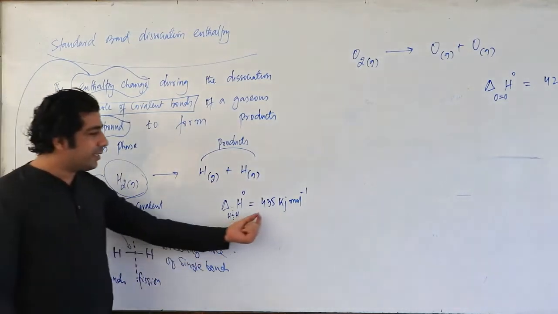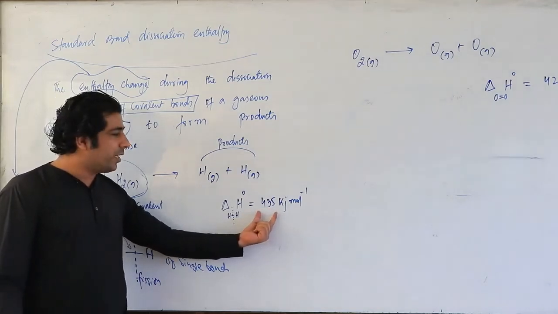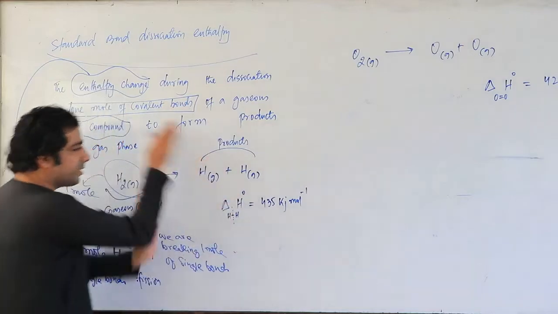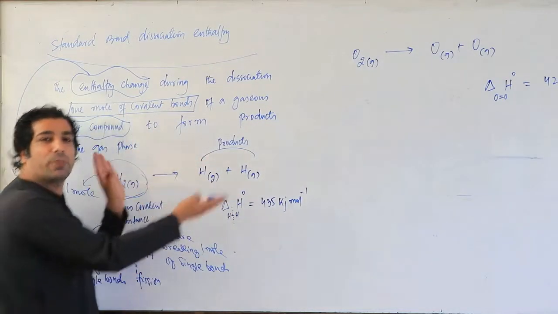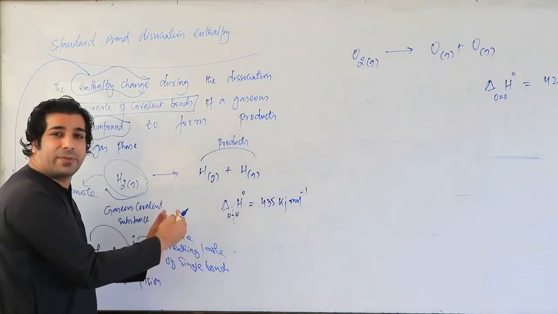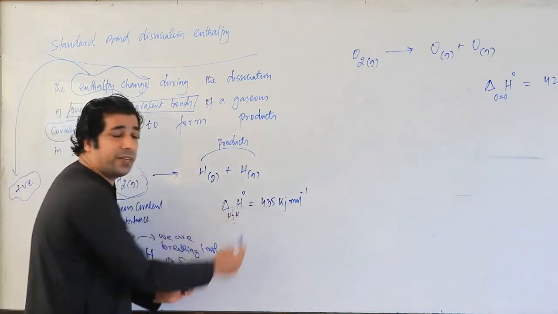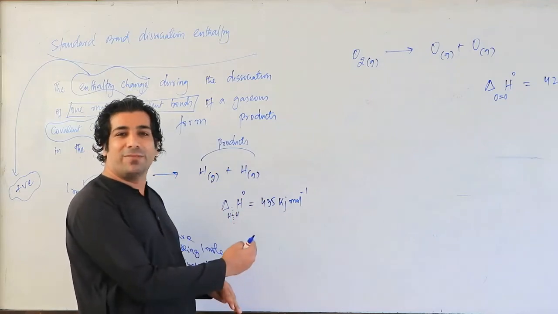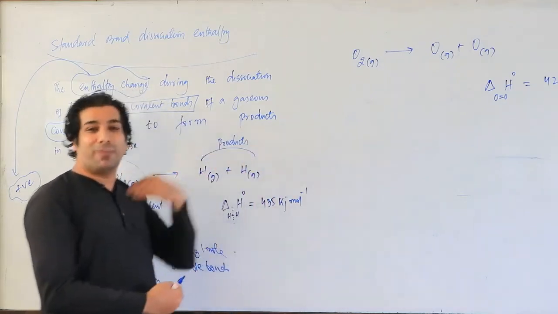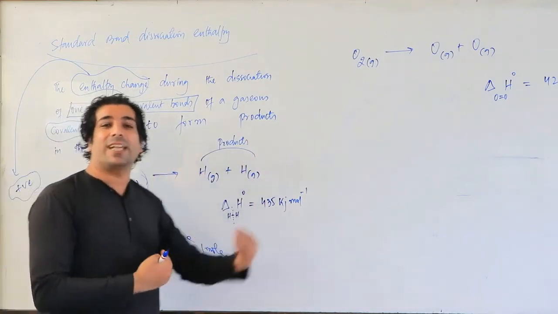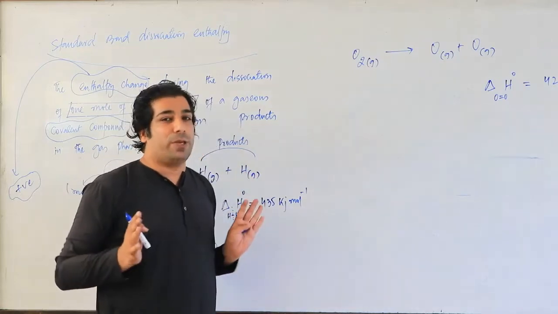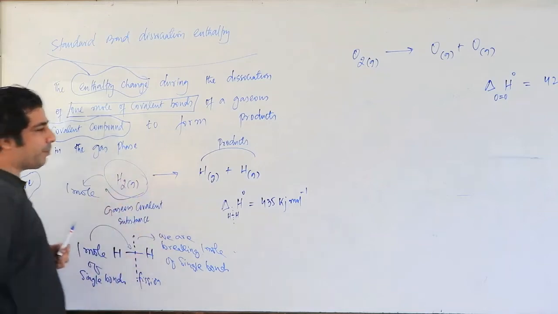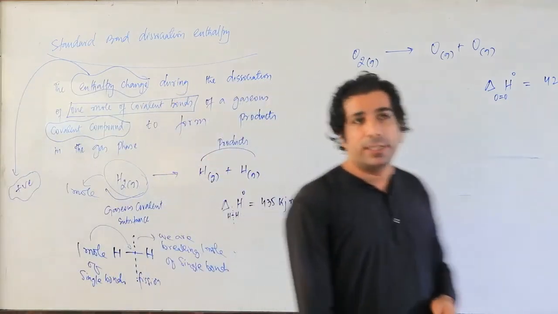And how much energy is required for that? 435 kilojoules per mole. Yes? If you reverse this reaction, it will become the formation, the standard enthalpy of formation, and 435 will become minus 435. Endothermic will become exothermic if I reverse it. Now look here, my dear friends. In this entire process, you are breaking 1 mole of single bonds.